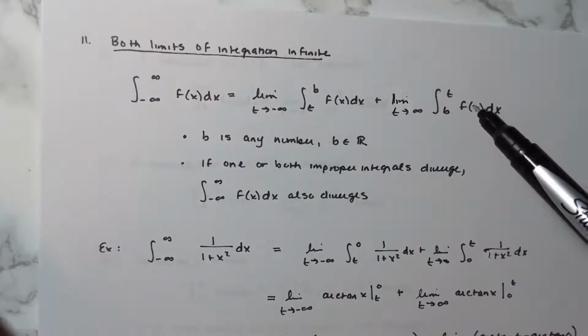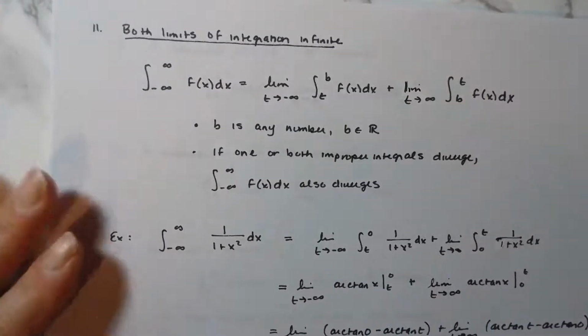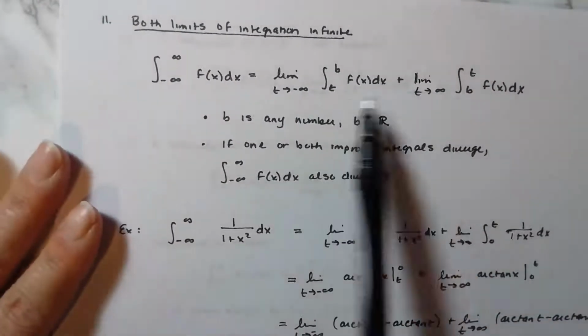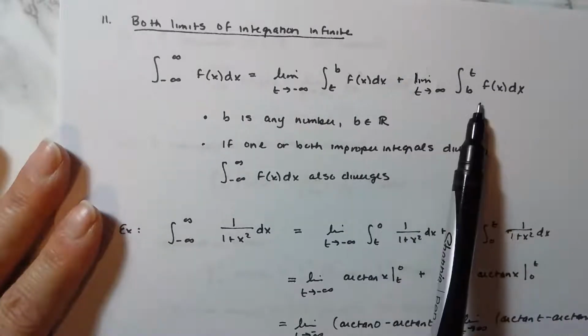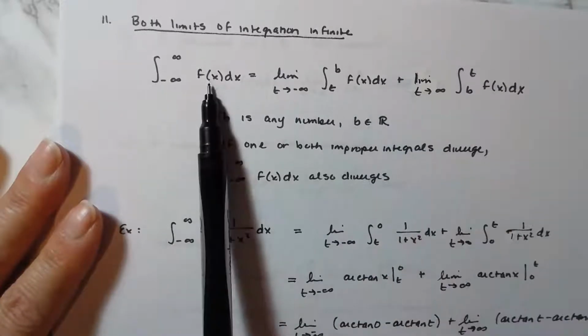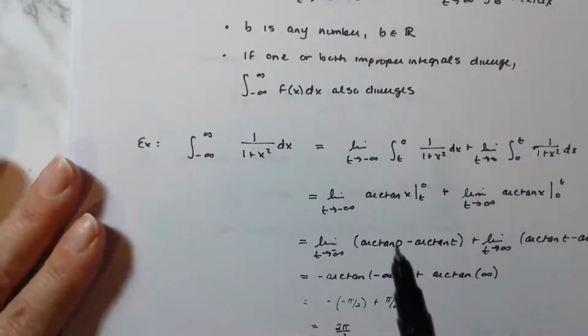And this is the general form. b is just a real number. Again, it can be any number that you want. If one or both of these integrals on the right diverge, then the original will also diverge. Okay, so let's have a look at an example.